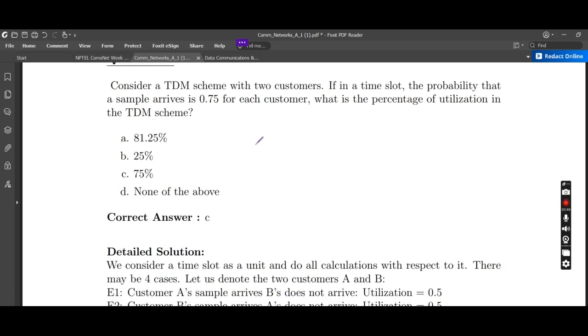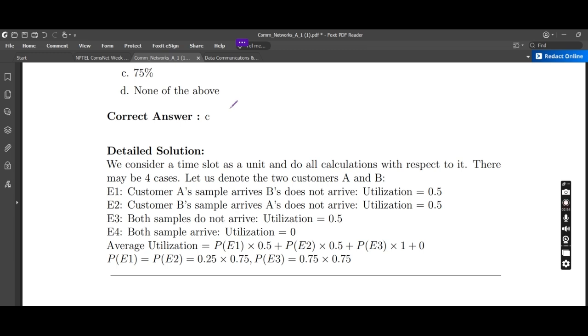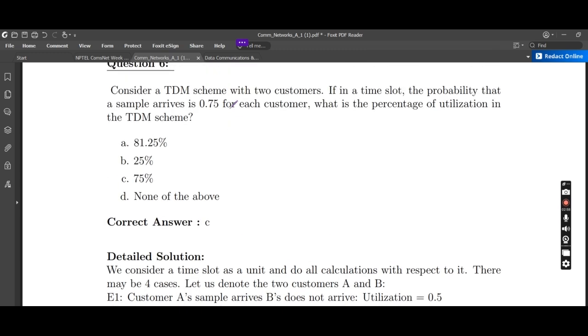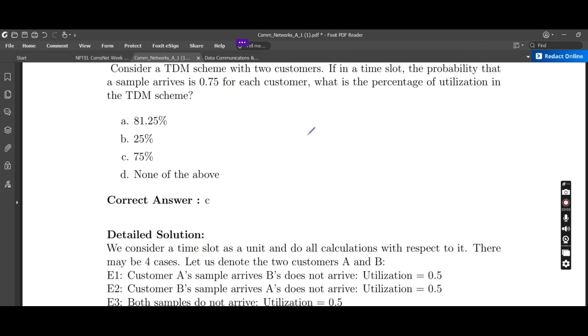If in a time slot the probability that a sample arrives is 0.75 for each of the customers, then what is the percentage of utilization in the TDM scheme? So in a particular time slot there can be 4 cases, right? What are these 4 cases?